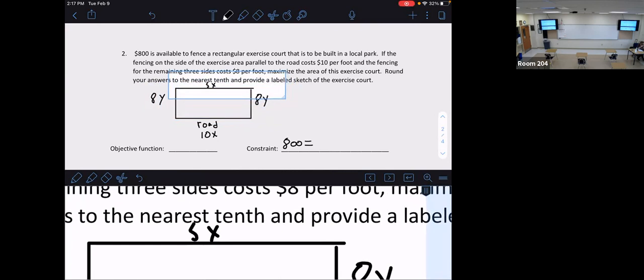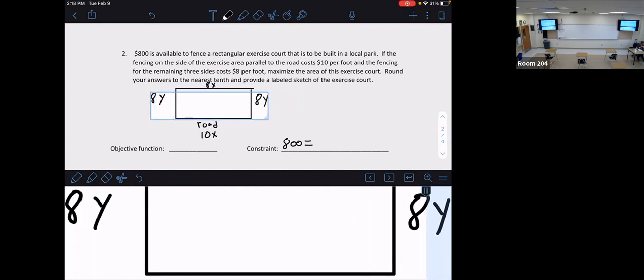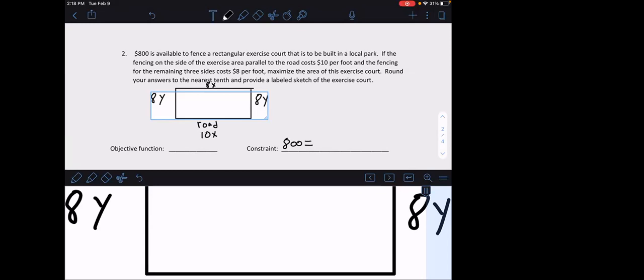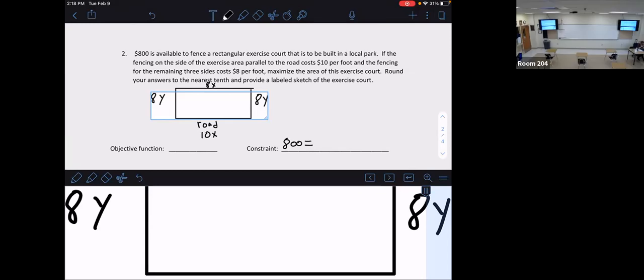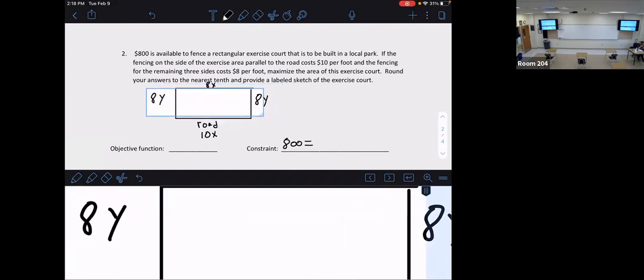Here comes my superlative word: maximize the area of this exercise court. George is having problems with his mic, so let me go over to Heather. Heather, if the area, what are you going to write down for your objective function so far? I did x times y equals A. Yeah, so go A equals x times y. Go ahead, Ben, if you can write on the objective function line, A equals x times y. Ben, can you repeat that? Yeah, for the objective function, write A equals x times y.